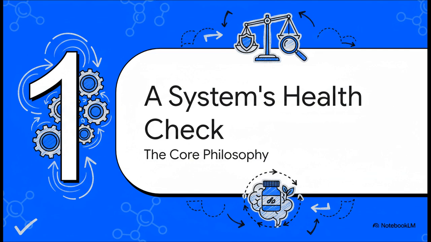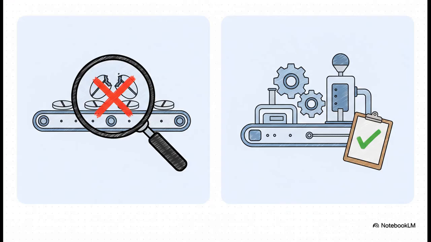All right, first up, let's get right to the heart of it. What really makes an audit an audit? It's not just about looking at things. It's about a fundamental philosophy. Now this, right here, is probably the most crucial distinction you need to understand. An inspection is reactive. It finds a problem that's already happened, like, hey, this tablet is broken. But an audit is proactive. It goes a level deeper and asks, wait a minute, is the machine calibrated correctly so that it doesn't break tablets in the first place?